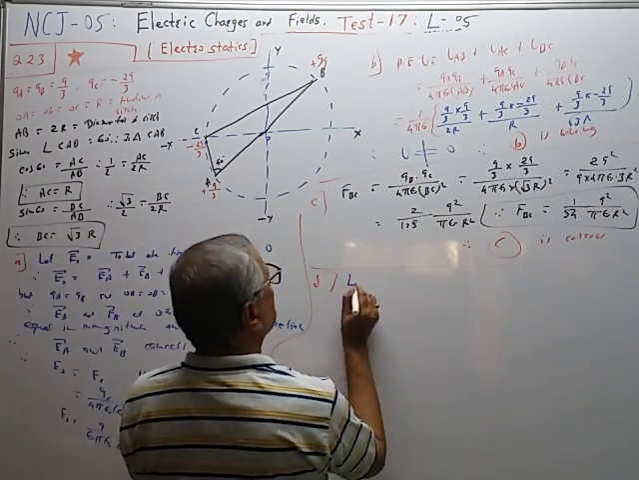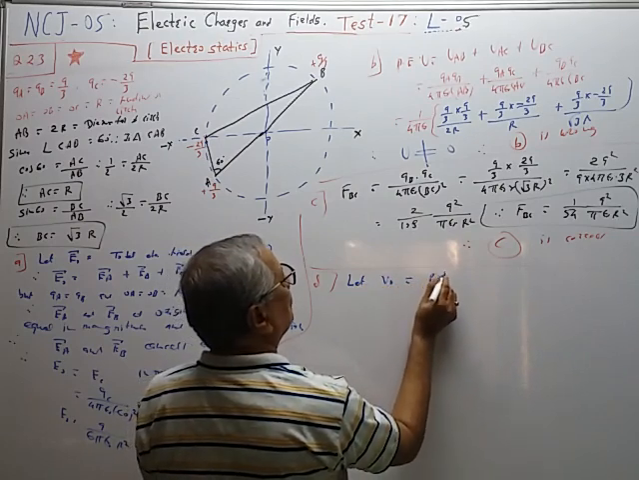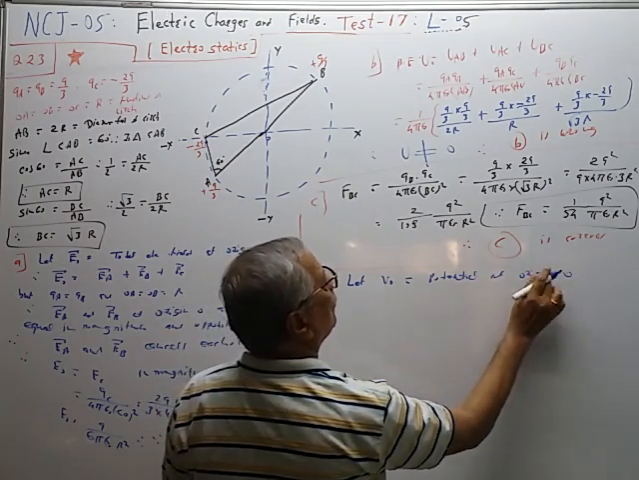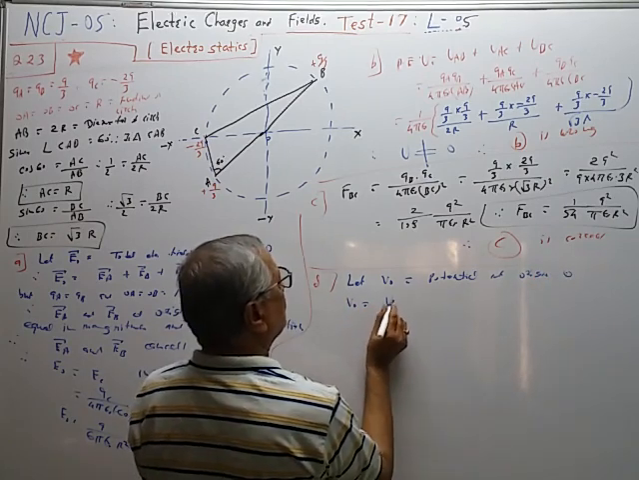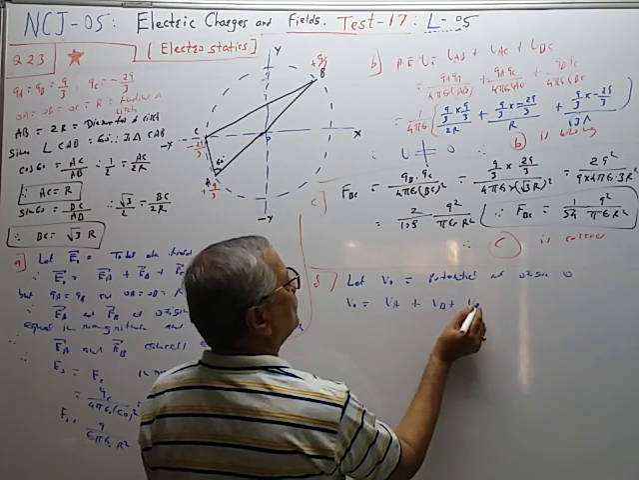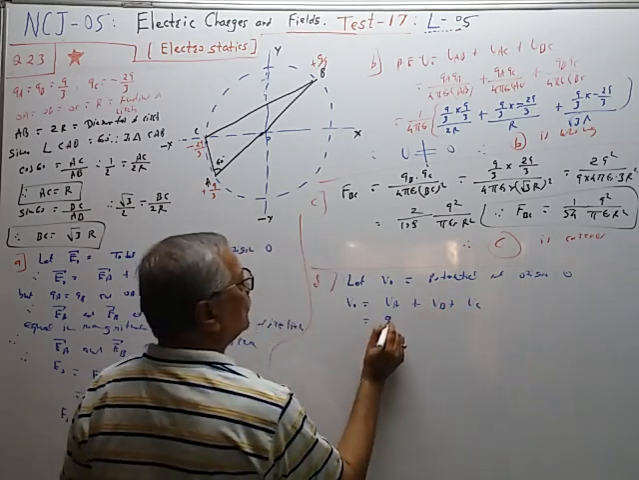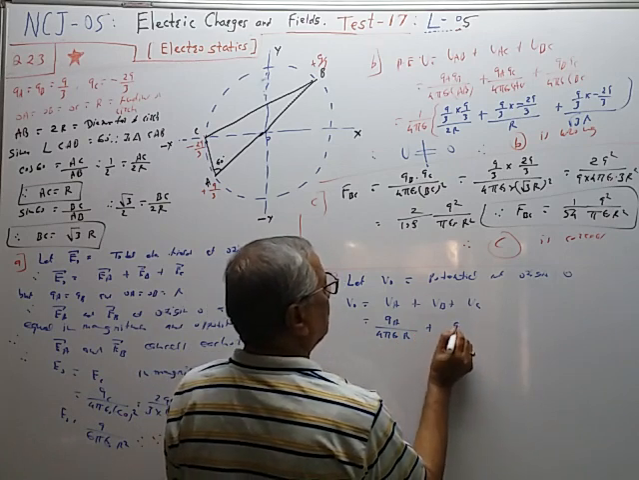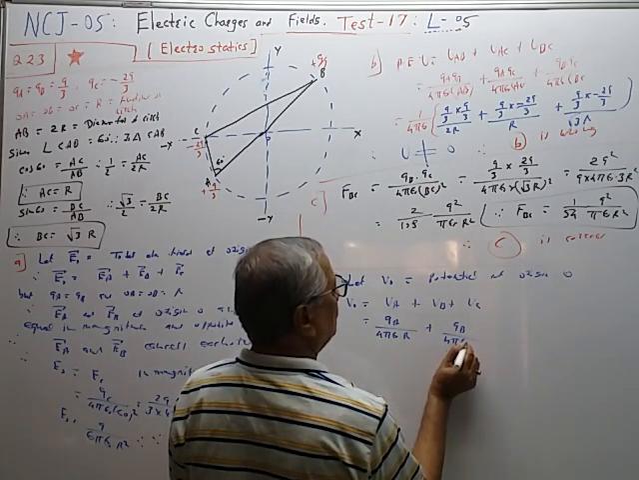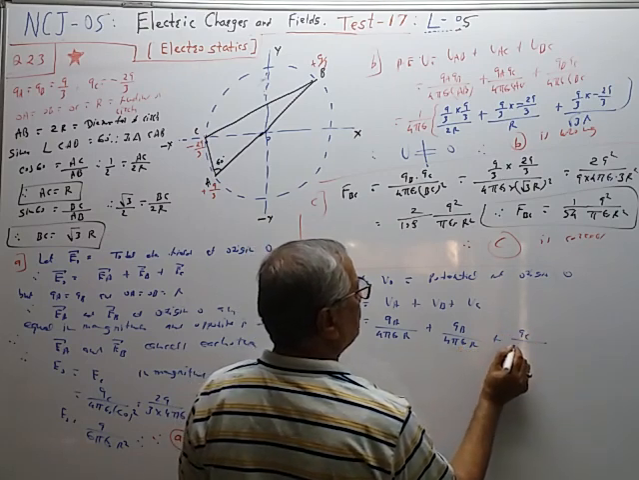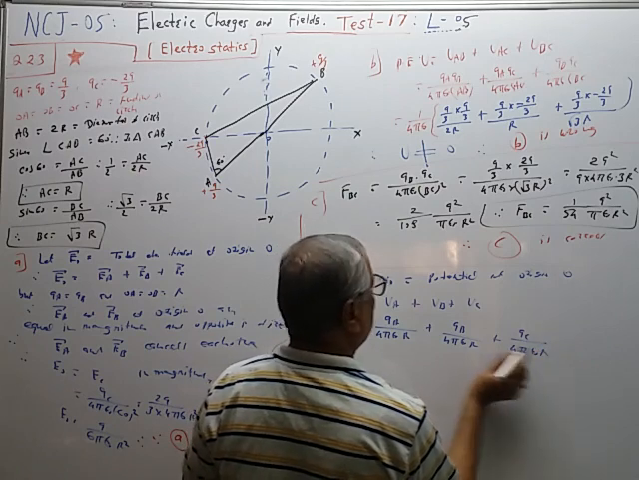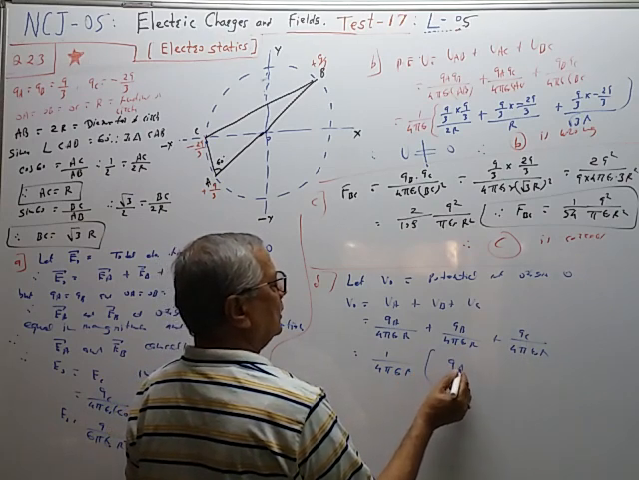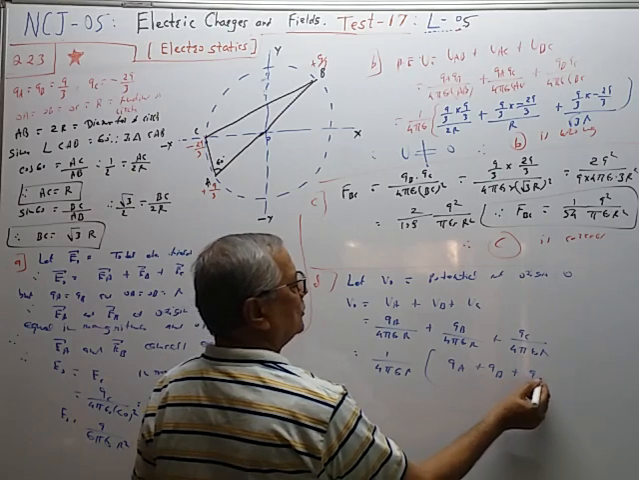Let VO be the potential at origin O. Therefore, VO is equal to the potential due to the charge at A, plus the potential due to the charge at B, plus the potential due to the charge at C. So this is equal to QA upon 4 pi epsilon naught R plus QB upon 4 pi epsilon naught R plus QC upon 4 pi epsilon naught R. So 1 upon 4 pi epsilon naught R into bracket QA plus QB plus QC.